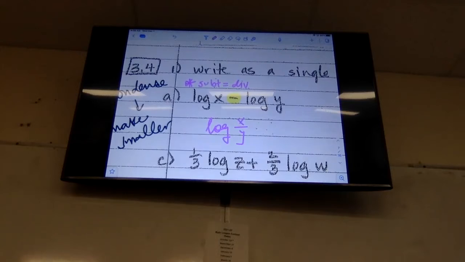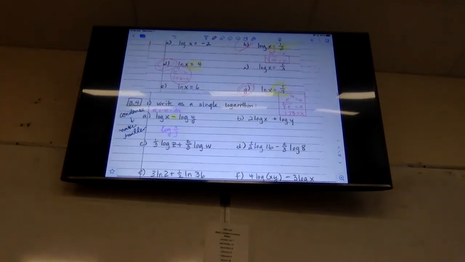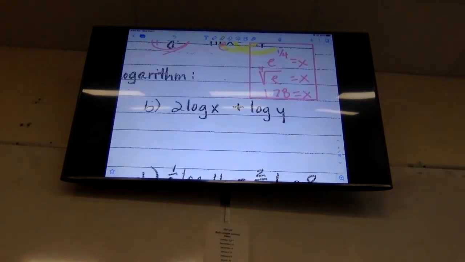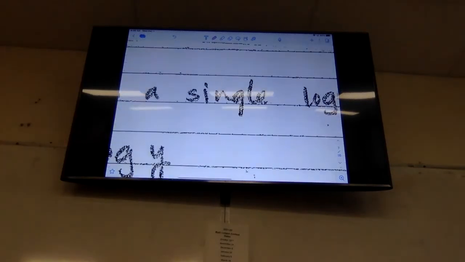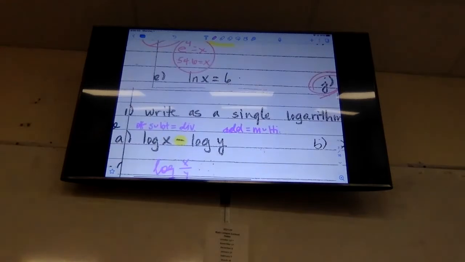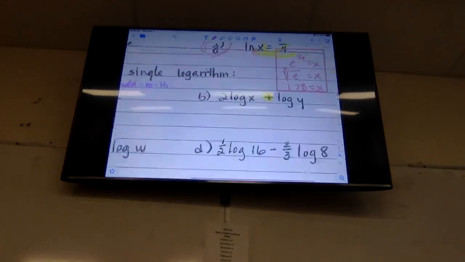All right, the next one, I've got an addition sign in here. What do we think it means when we have the addition sign? Multiply. Good. So I'm going to write in my little key again. I'm going to say add equals multiply. Add equals multiply. So subtraction equals division, add equals multiply.